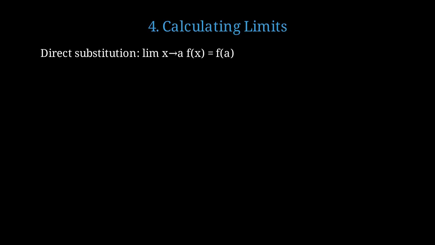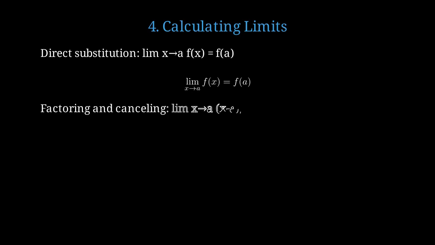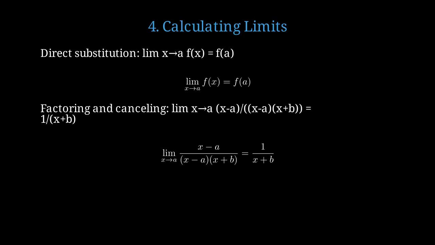Now let's learn how to calculate limits using different techniques. One way to calculate limits is by direct substitution, where we simply plug in the value of a into the function. This method works when the function is continuous at the point a. Another way to calculate limits is by factoring and canceling, where we simplify the expression and then take the limit. This method works when the function has a factor of x minus a in the numerator and denominator.